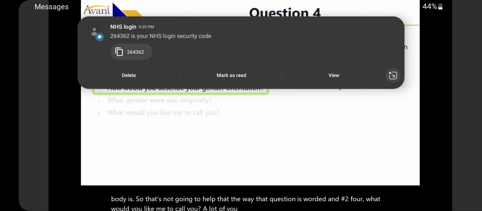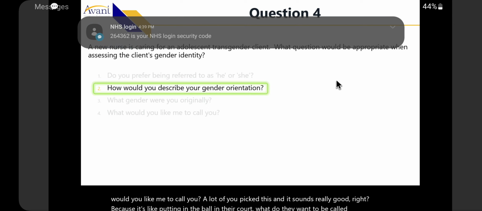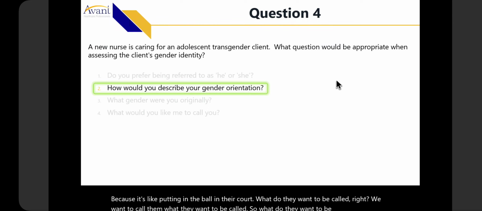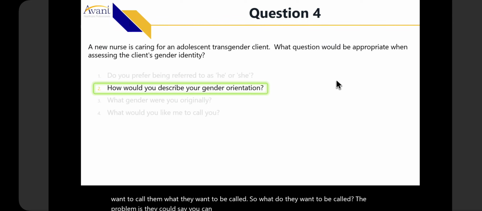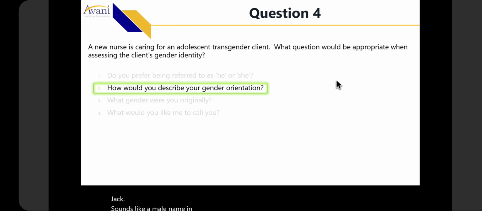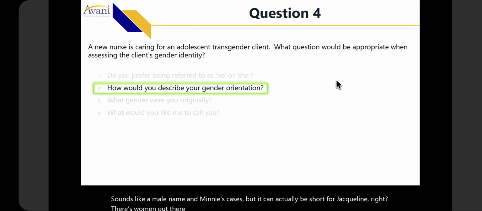A lot of you picked this and it sounds really good, right? Because it's like putting the ball in their court. What do they want to be called, right? We want to call them what they want to be called. So what do they want to be called? The problem is they could say, you can call me Jack. Well, Jack sounds like a male name in many cases, but it can actually be short for Jacqueline, right? There's women out there that go by Jack that are called Jacqueline, or Charlie, and their actual name is Charlotte, right? So just asking them, what do you want me to call you, isn't necessarily going to tell you their gender or their biological sex.